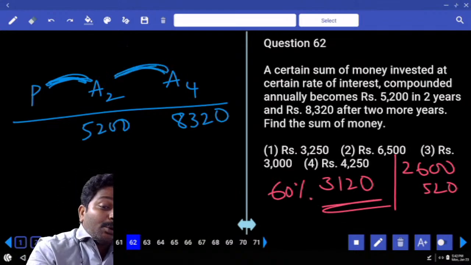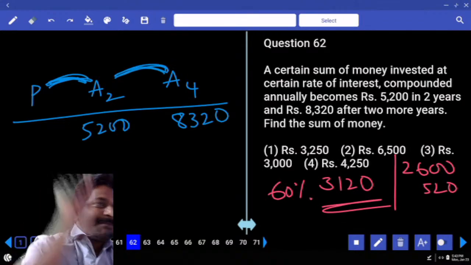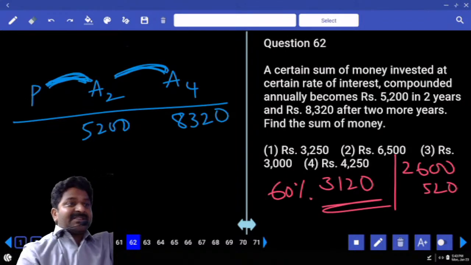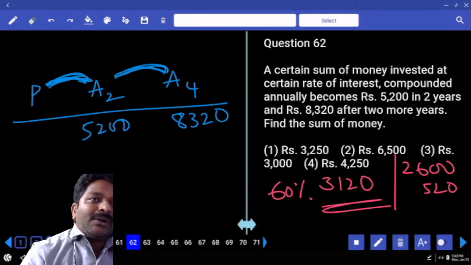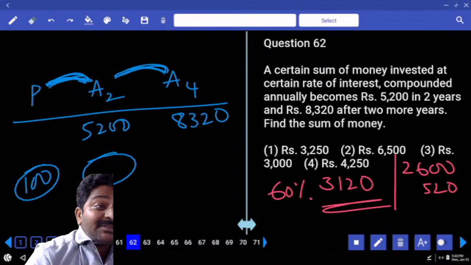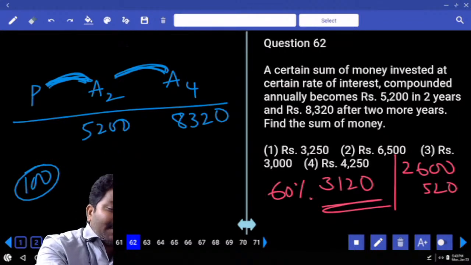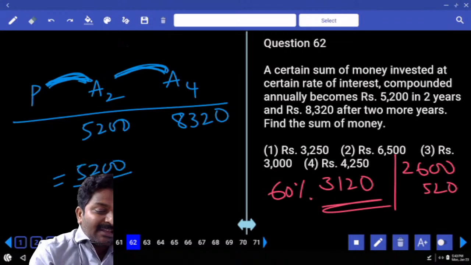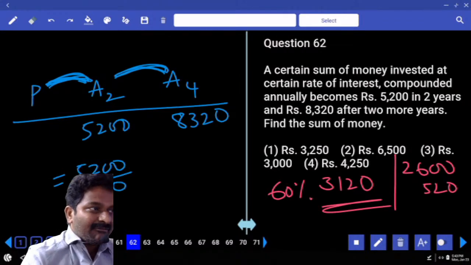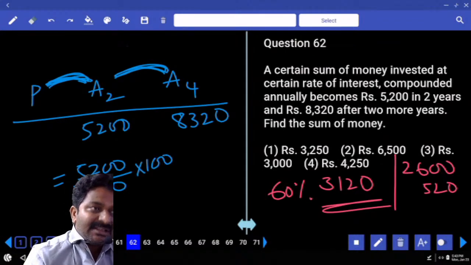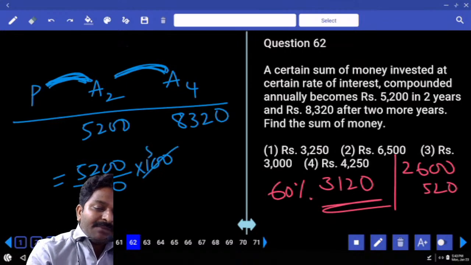So from A2 to A4 it increased by 60%. Then from principal also it should increase by 60%. Then only we will get A2. Correct? If it is 100%, then A2 becomes 160%. Correct? Now 5200 is equal to 160%. 1% value is 5200 by 160 and we need 100%, so into 100. Is that okay? 5 times, 8 times.